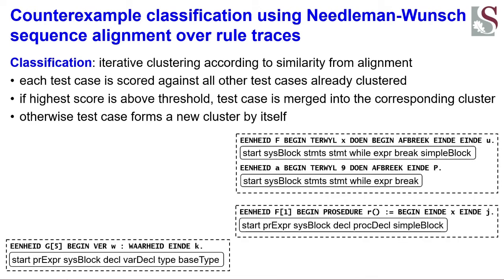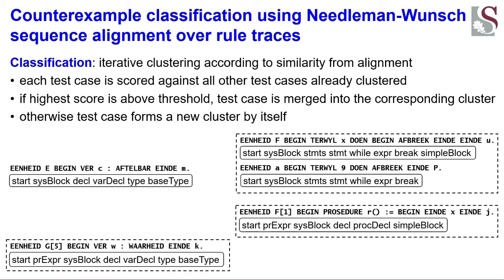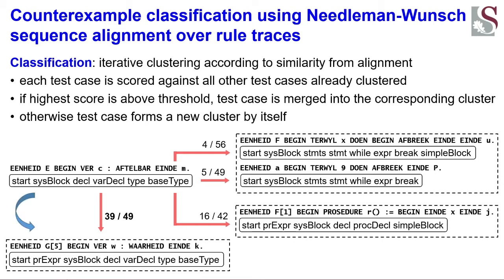Let's look at an example. Let's assume we have the three clusters shown here already with 2, 1, and 1 test case respectively. And let's assume that the next candidate is this one here. We first score it against the 2 tests in the first cluster, which gives us fairly low scores of 0.07 and 0.1. We then try the second cluster, which gives us a bit better but still quite a low score of 0.38. And we then finally try the last cluster, and here we get 0.79. This is the best score, and since it is above our threshold, we merge the test case into this cluster.